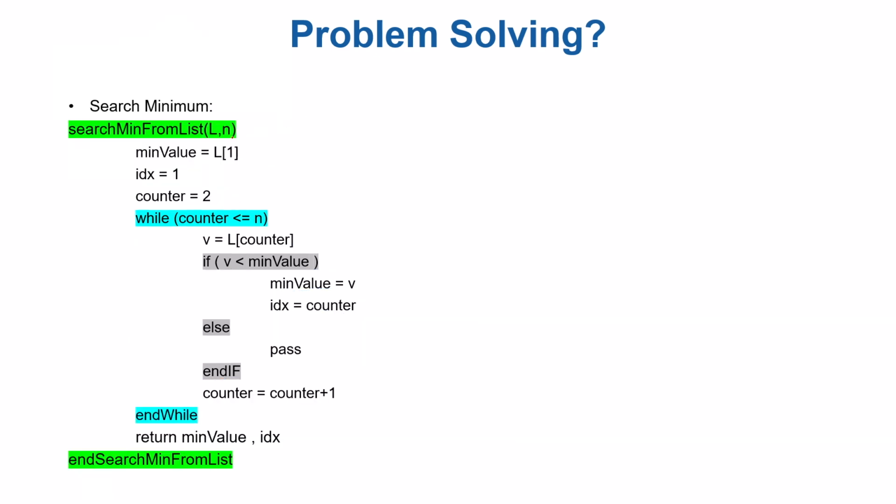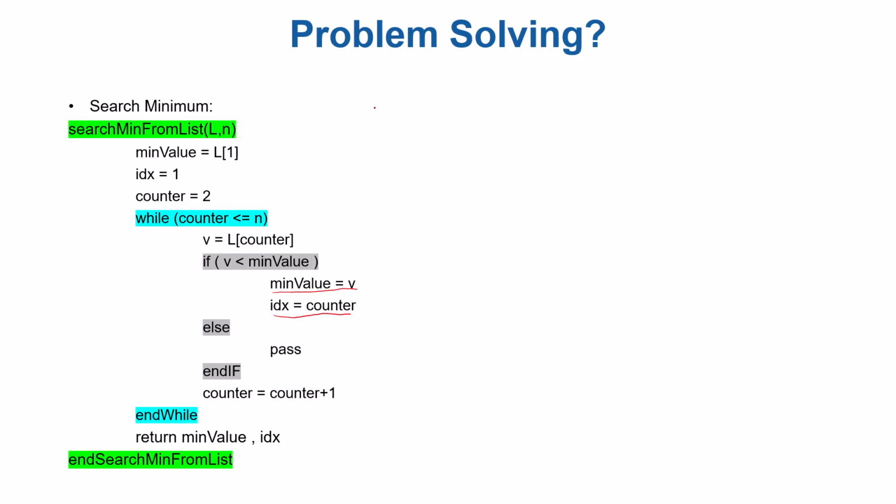Okay, in the last video, we talked about how to find out the minimum value from a list of values. And we came up with an algorithm with name search min from list. Here we have just made a little modification that rather than just returning the minimum value, we are also returning the position of the minimum value in the list.